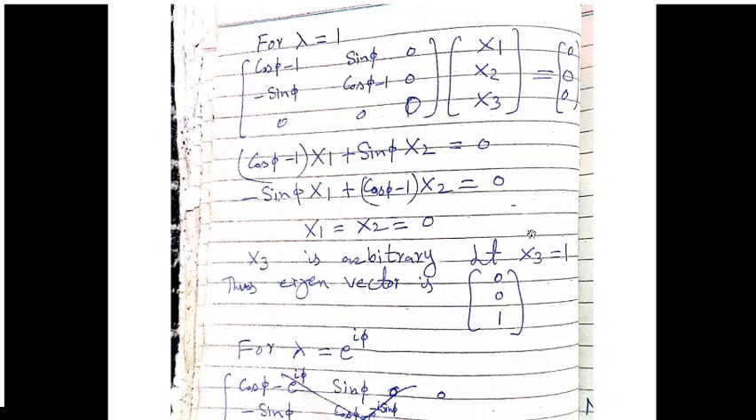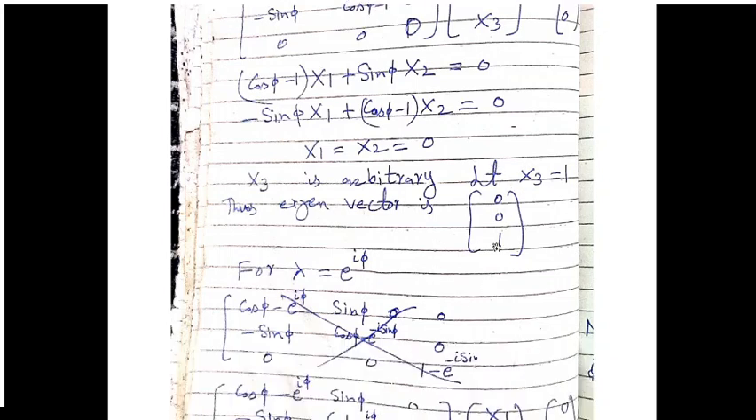This is a homogeneous system. Now, from the third equation you have 0 x1 plus 0 x2 plus 0 x3 is equal to 0. It means that x1 and x2 are 0, but x3 is arbitrary. So we let x3 equal to 1. Now you can write this eigenvector: 0 0 1.